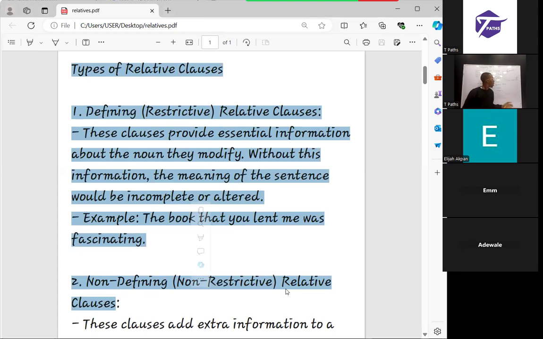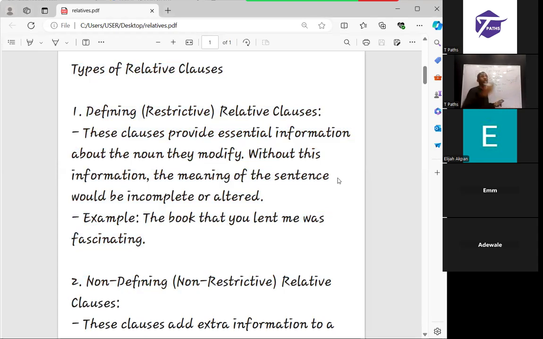Are we together? But when you're looking at non-restrictive, just like the word says, the opposite, what does it mean? This is an optional relative clause. Optional. It means that either we put it there or we remove it. So take note of the two functions.